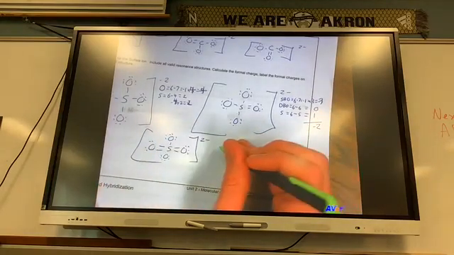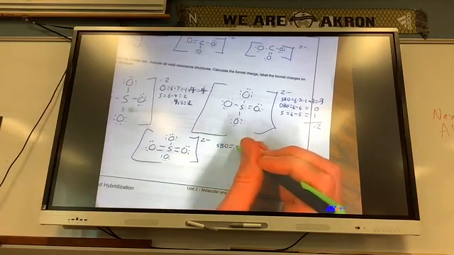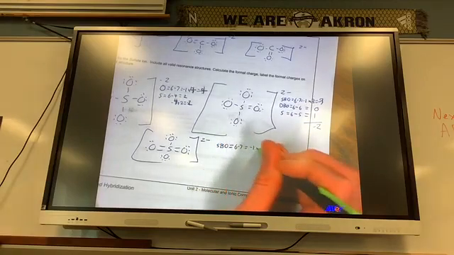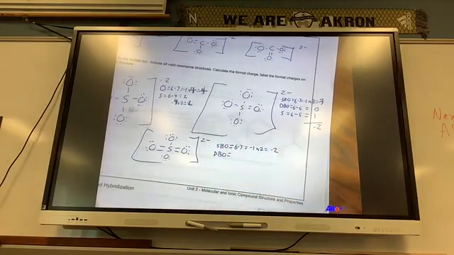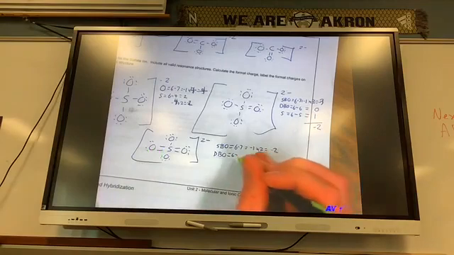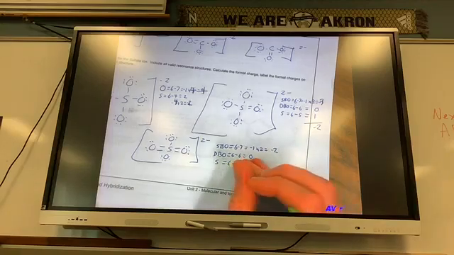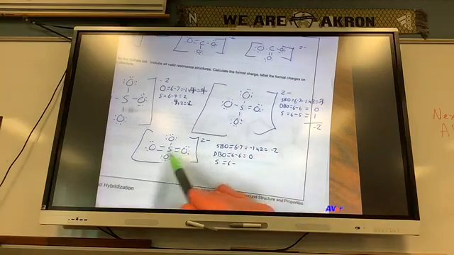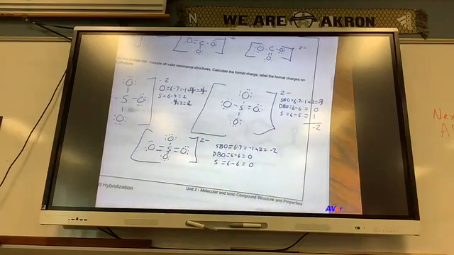And then this one, I have single bonded oxygen, which is going to be 6 minus 7 is -1 times 2, which equals -2. Double bonded oxygen is going to be 6 minus 6 equals 0. And sulfur is going to be 6 minus 6 equals 0. So all of these add up to -2.